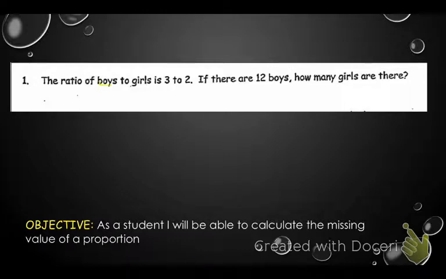It says boys to girls. That means boys is 3. We're going to say 3 boys, 2 girls. And what I did is I created a proportion top to bottom. I did it just as I read it.